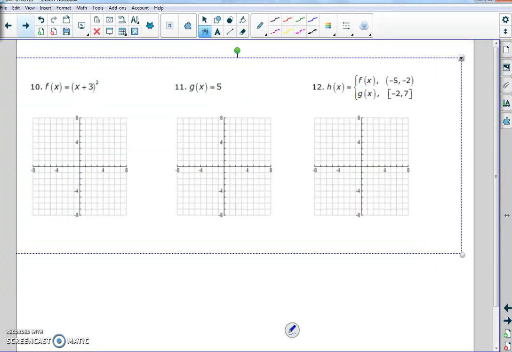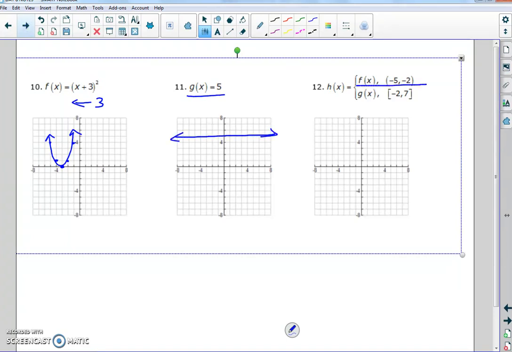Now I've got another quadratic that's been shifted, and that x plus 3 means it went left 3 units. So it's my parent function just shifted to the left. Everything else is the same. So it goes like this. g of x equals 5. That's just a horizontal line.